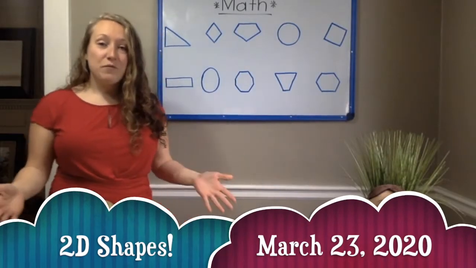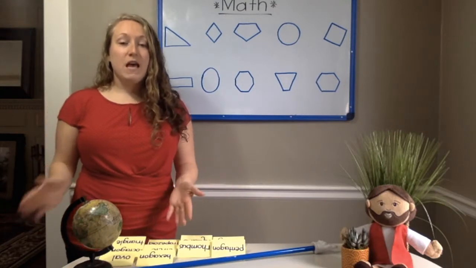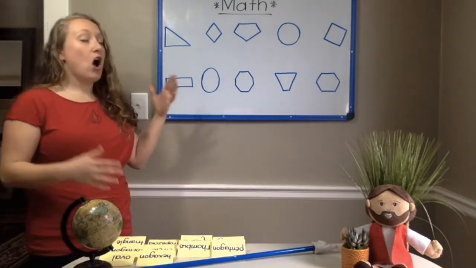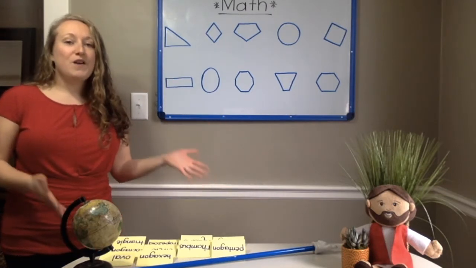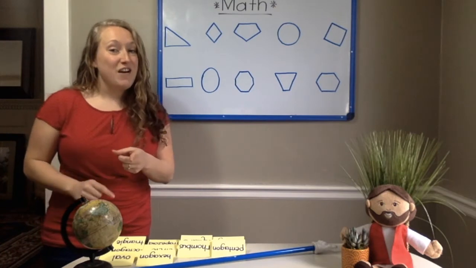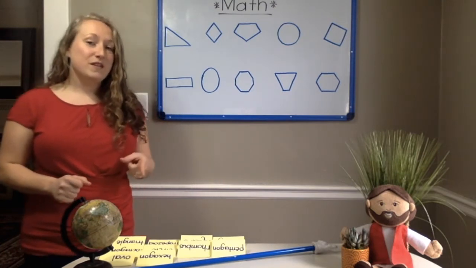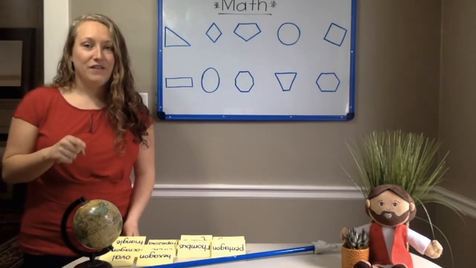Kindergarten. So today for math, we are going to be talking about our two-dimensional shapes. That means that they're flat. So up here, I went ahead and I drew all 10 of the two-dimensional shapes that we talk about in the classroom. But because you guys already know all of the names of the shapes, we're going to play a little game where I'm going to give you clues and you're going to have to figure out which shape I'm thinking of. Are you ready?